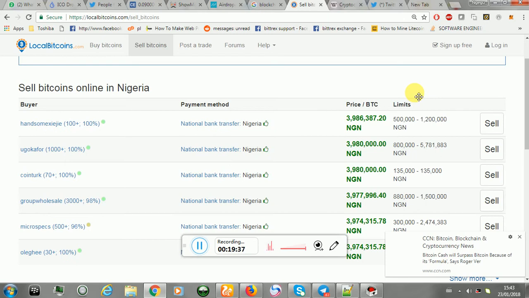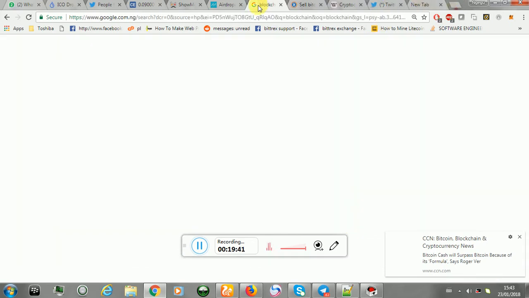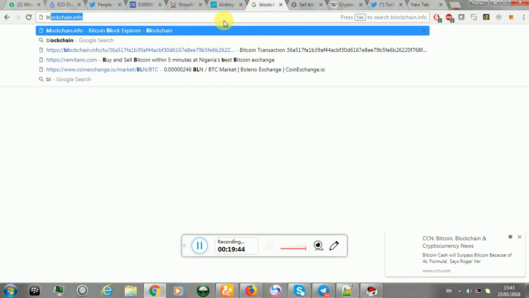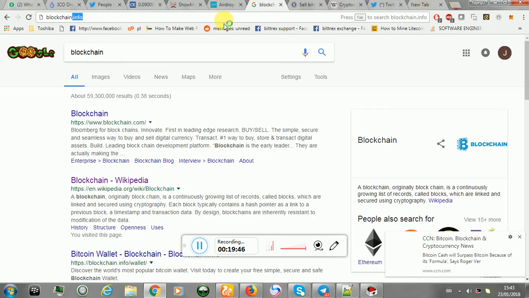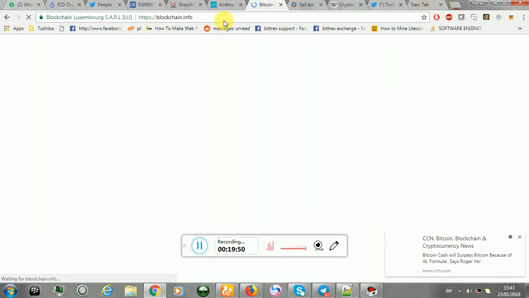If you're that type of investor, after buying from this place, you go to places like blockchain.info, a secure place to put your coins. On this place, you create a wallet and then you transfer whatever value you bought to that place, and then you have your store of value.